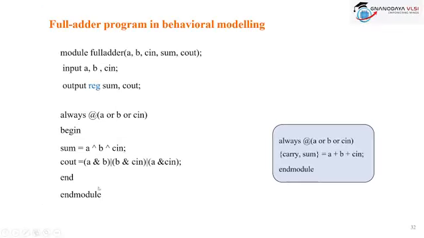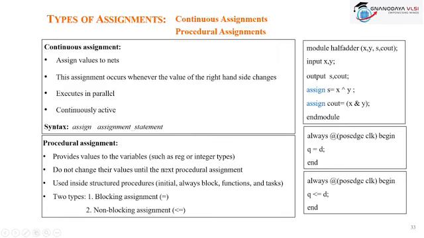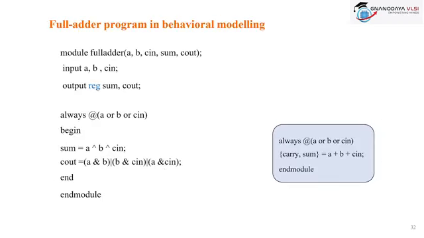This is the example for a full adder circuit. Outputs you need to declare with the reg data type, always @(A or B or Cin), sum equal to A XOR B XOR Cin, and Cout equal to AB, B Cin, and A Cin. Sir, instead of comma, or is used in the always @(A or B or Cin)? Anything you can use, the compiler will take. You can use comma, or you can use or also.